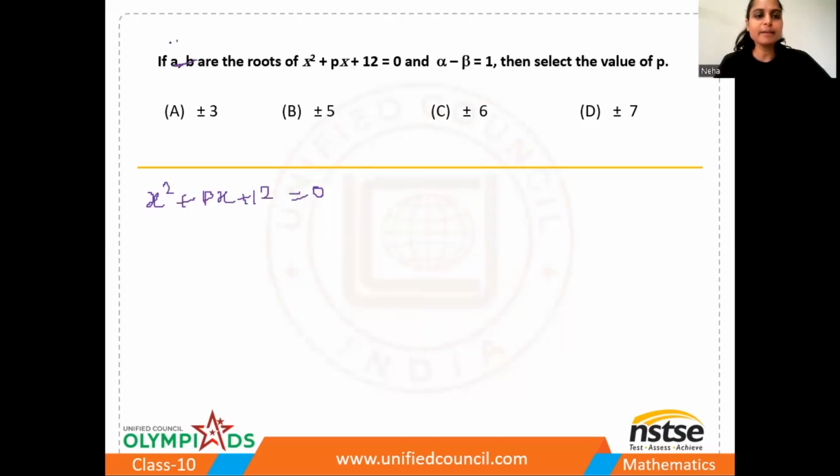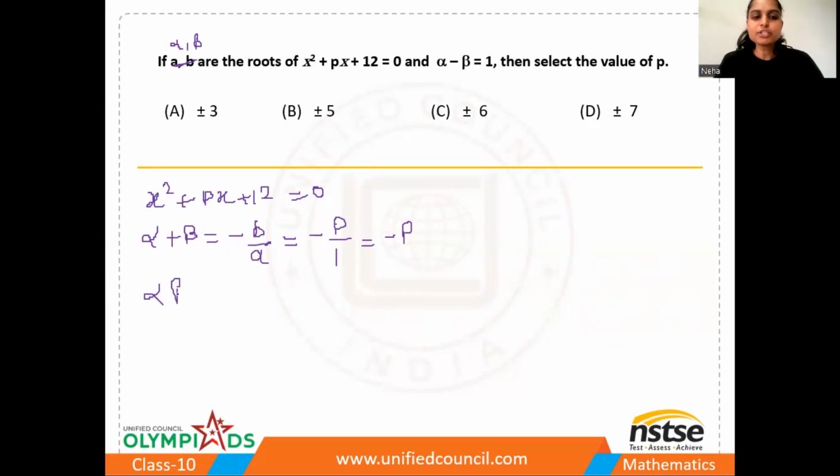And these are alpha and beta, right? So alpha and beta are two roots of the given equation. It is also given. Then in this case, if alpha and beta are two roots of x square plus px plus 12 is equal to 0, then I can say that sum of the roots, that means alpha plus beta is nothing but equal to minus b upon a, right? That means minus p over 1, which is equal to minus p. That means the sum of roots is nothing but equal to minus p.